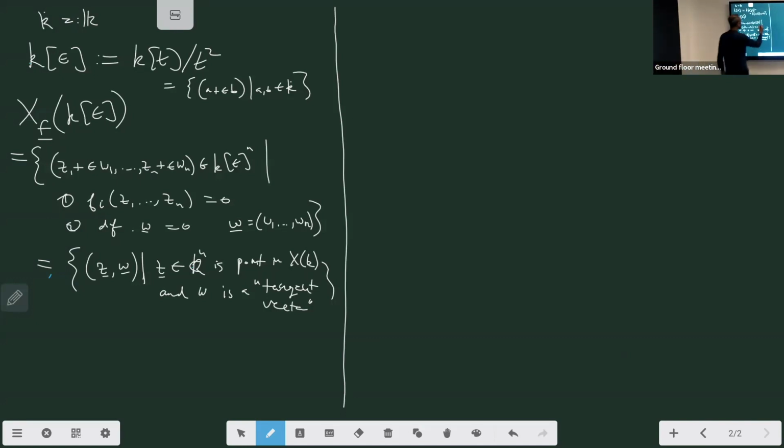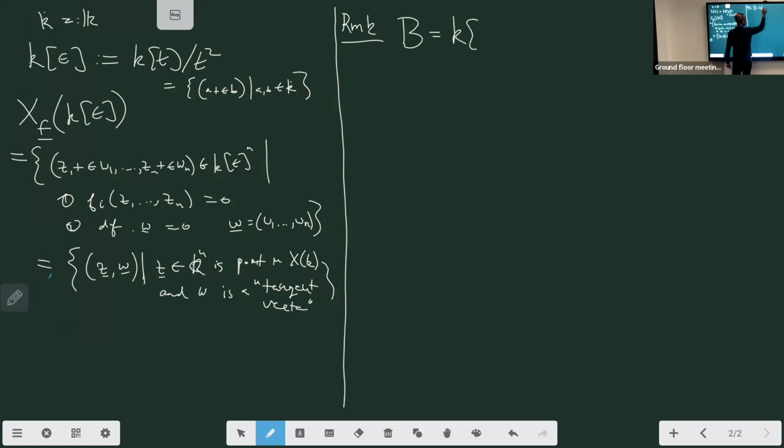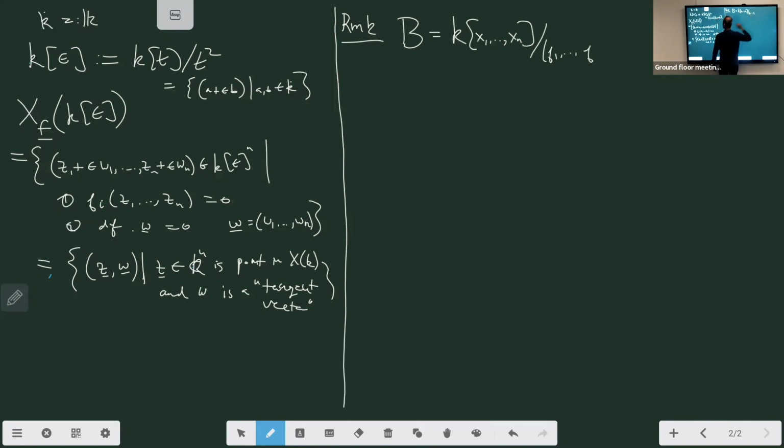So let me just remark that you can think of this in a slightly different way. Namely, if you set B to be K[x1,...,xn] modulo f1 through fr, did I say f1 through fn? It should be fr.